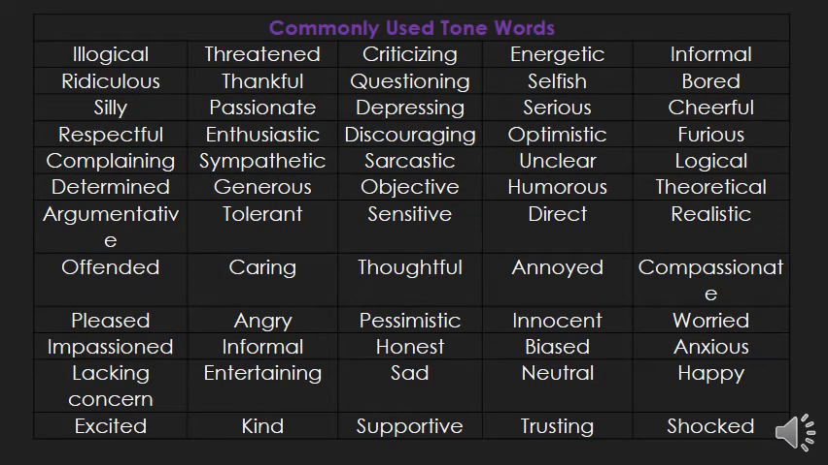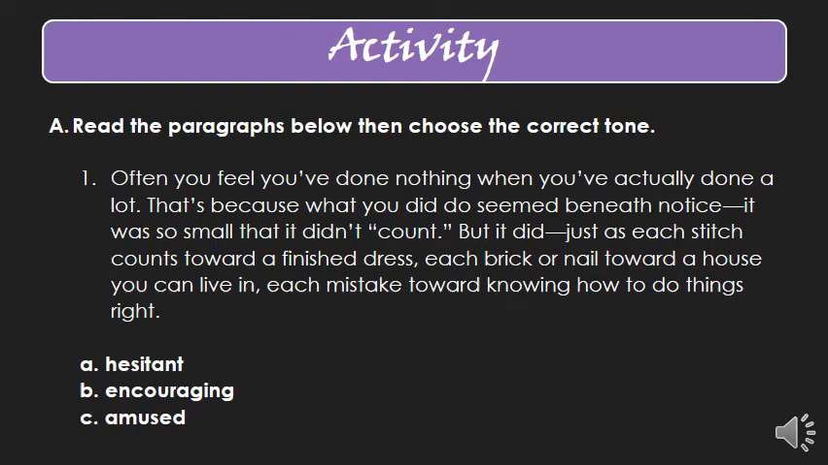There are some commonly used words to describe the tone, like for example, illogical, ridiculous, silly, tolerant, sensitive, annoyed, compassionate, worried, anxious, happy, sad, angry, supportive, kind, excited, energetic, informal, bored, cheerful, selfish. All of these are words commonly used to describe the author's tone. And you will describe the author's tone through the way the author is presenting his ideas. Let's see this example.